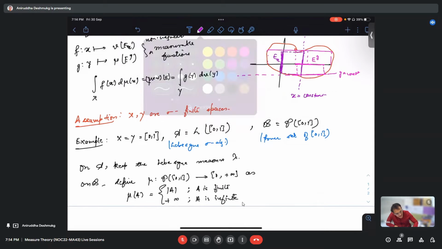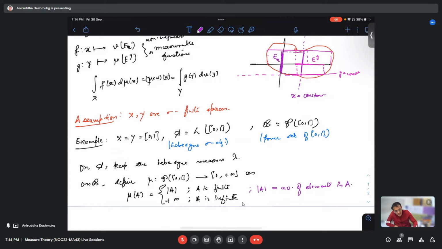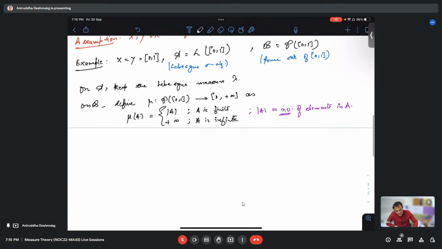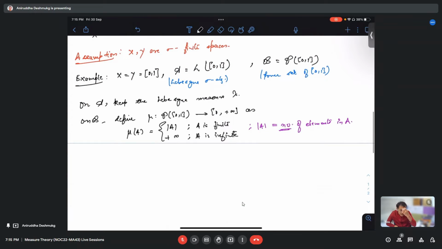So, well, let me just write the notation. This mod A is not mod A in the sense of absolute value. It means the number of elements in A. And notice that I am saying number of elements and not the cardinality. So this quantity is defined only when A is finite. If A is infinite, we cannot say how many elements are there inside it. Okay. All right. So the first question is, we know that this A is sigma finite.